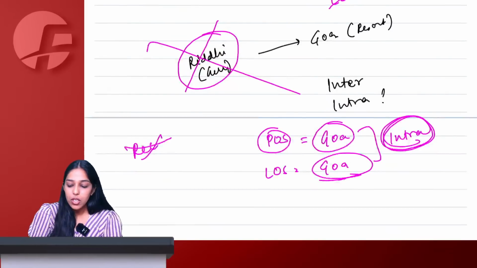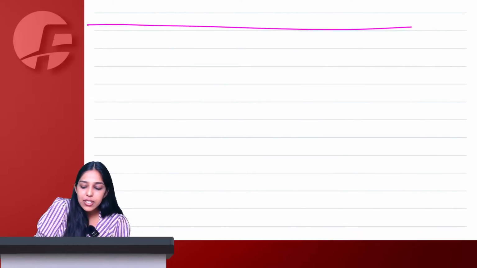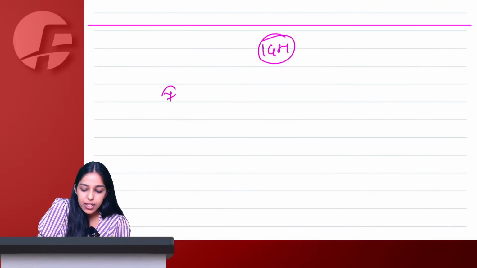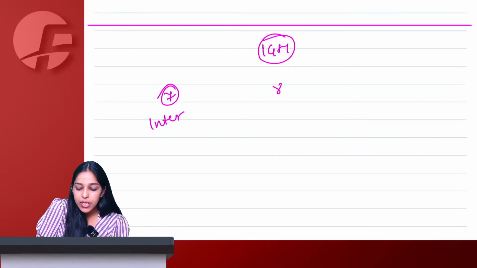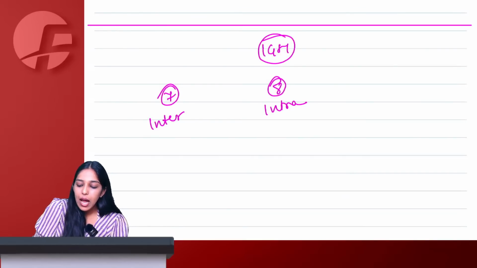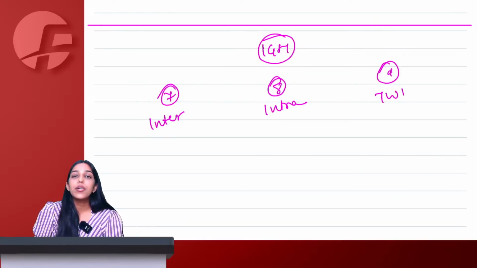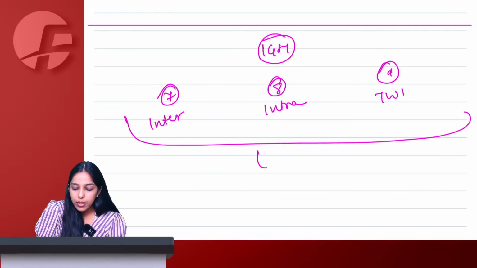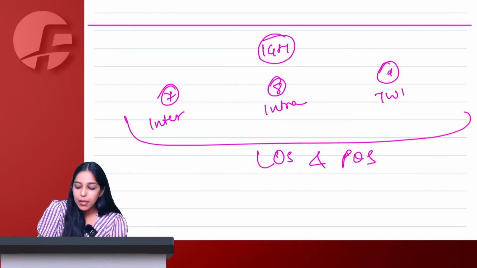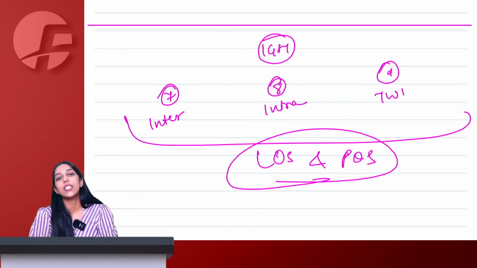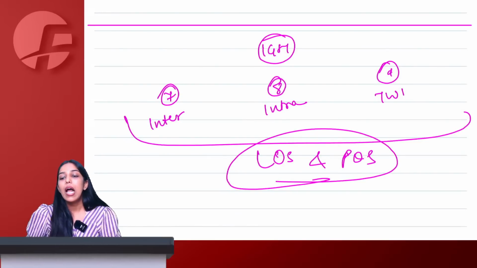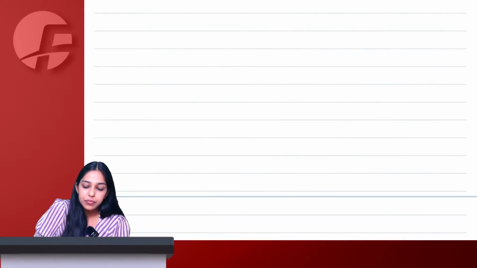Clear, ma'am? Understood. So this was all about the IGST Act, 3 sections that we had to study. Section 7, interstate supply. Section 8, intrastate supply. And Section 9, territorial waters of India, where what is important is location of supplier and place of supply to determine whether CGST, SGST will be applicable or IGST will be applicable.